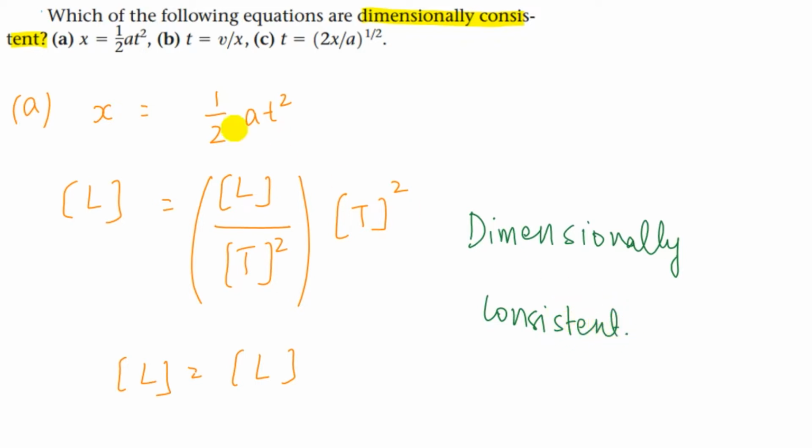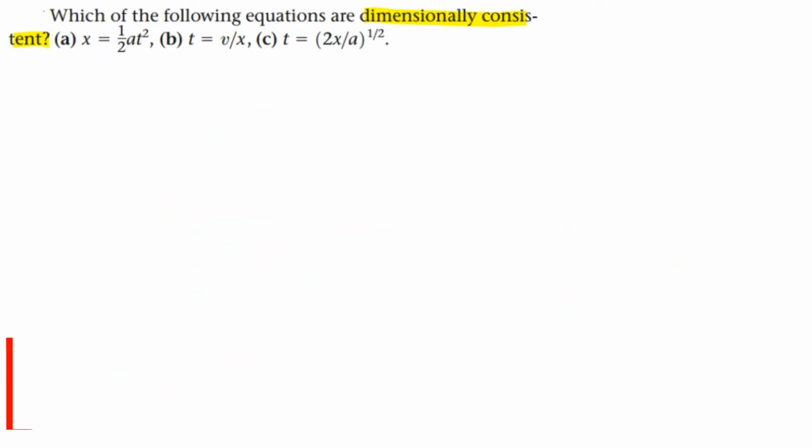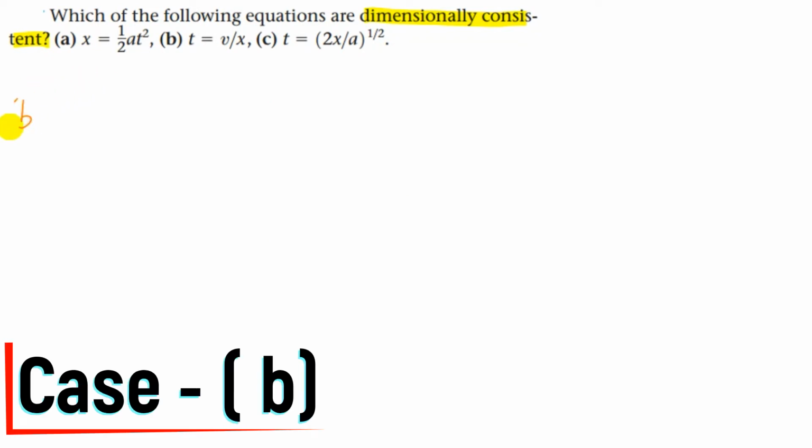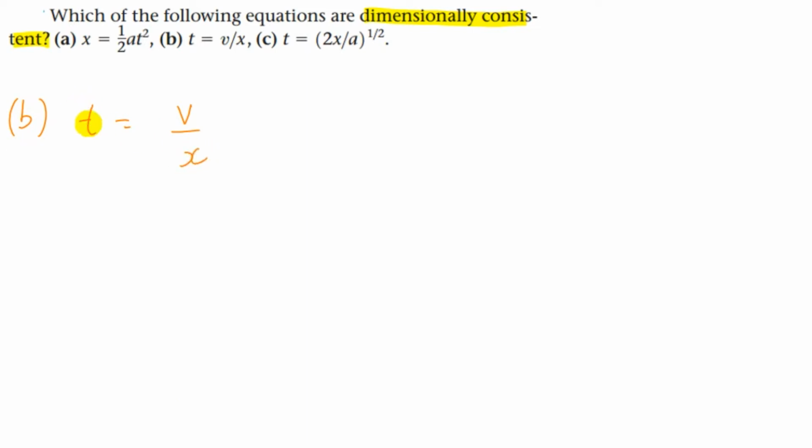Now next we can discuss the second case. The second equation we have is t equals v over x. Now here t is time, so the dimension for time is t. V is velocity, so the dimension for velocity is length, that is L over time, divided by x, which is distance, that means L. Dimension for distance is L. So this L and L will cancel out and we are left with 1 over t.